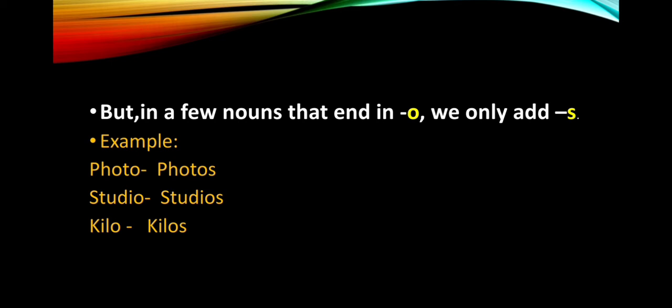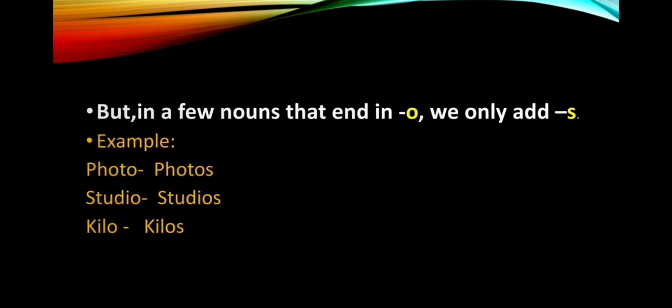photo, photos. Studio, studios. Kilo, kilos. In a few nouns that end in o, we just add s to form plurals. Like all three examples are ending with o. So instead of adding es, we will just add s to form plural. It means we are not going to follow rule number 2 in these cases.